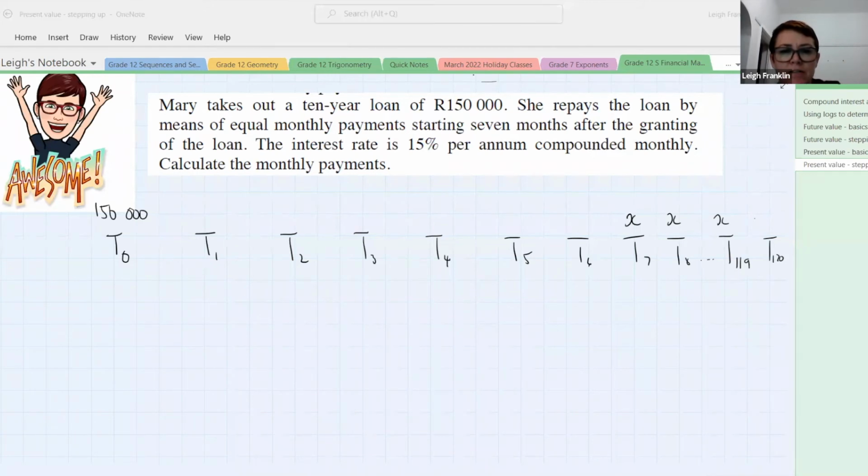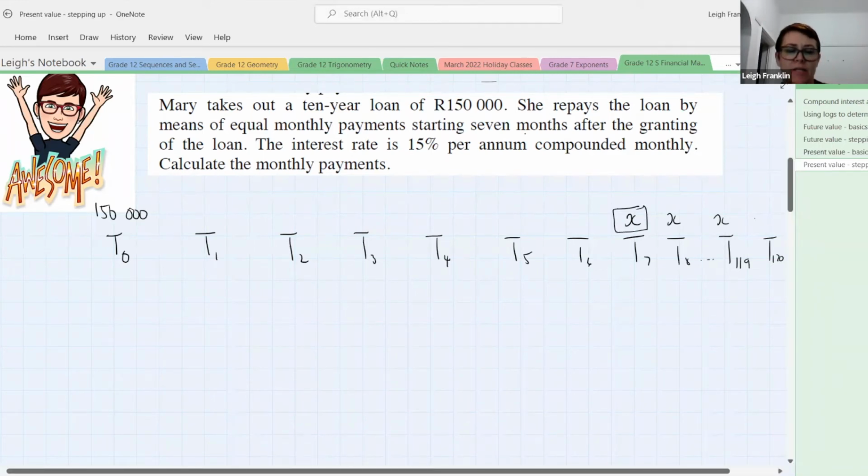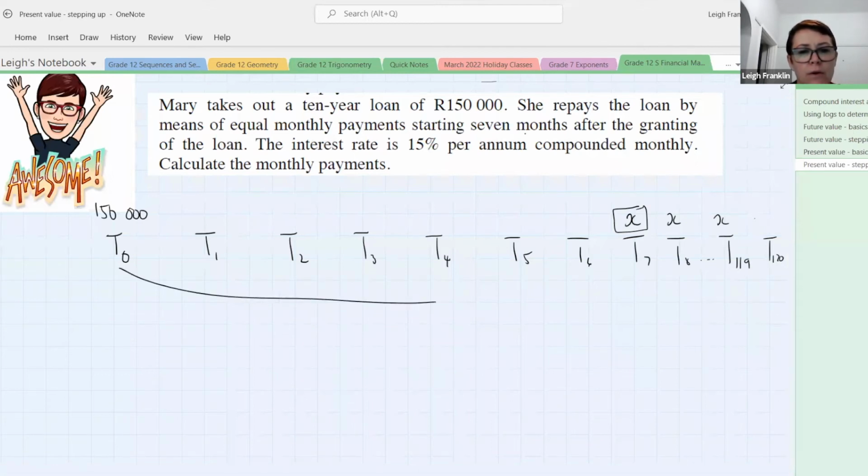It is tricky, isn't it? Okay, so the question becomes, she starts to pay the loan off in 7 months' time. So this is her first monthly repayment here at T7. What is the loan doing between T0 and T6? It's growing, isn't it?